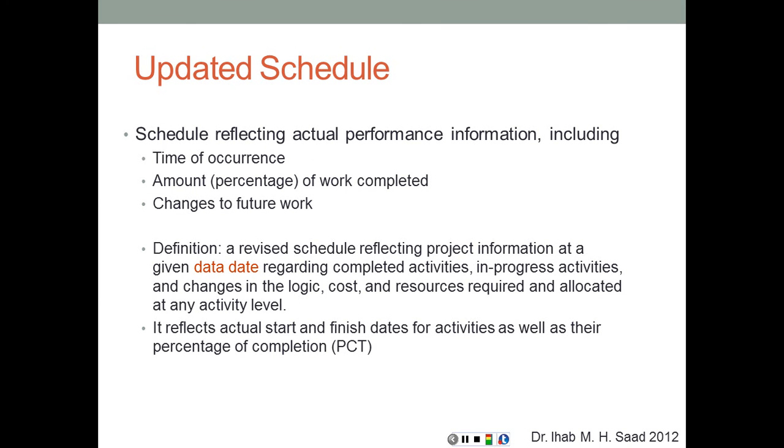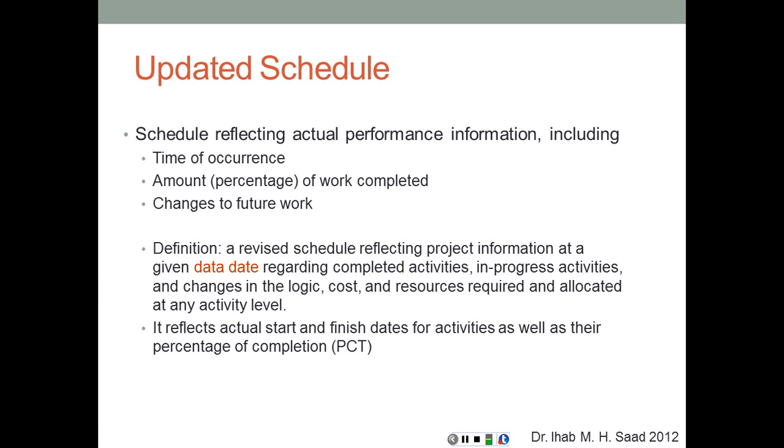The updated schedule is the schedule reflecting the actual performance information. So this is not the target schedule anymore. Now we're talking about the moving object, that vehicle that's moving along the project completion. It includes the time of occurrence of different activities, amount or percentage of work completed, what we call the PCT, and changes to future work.